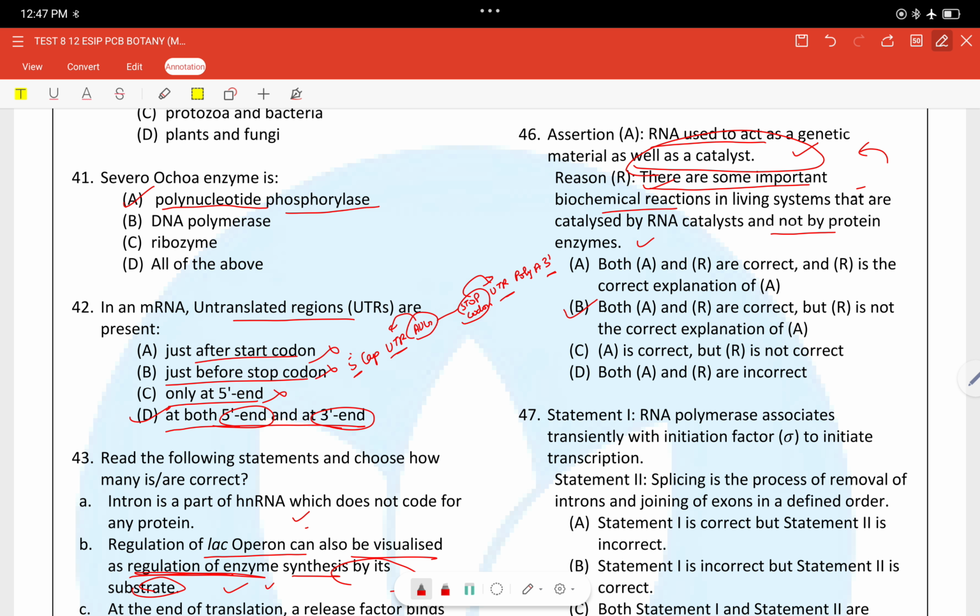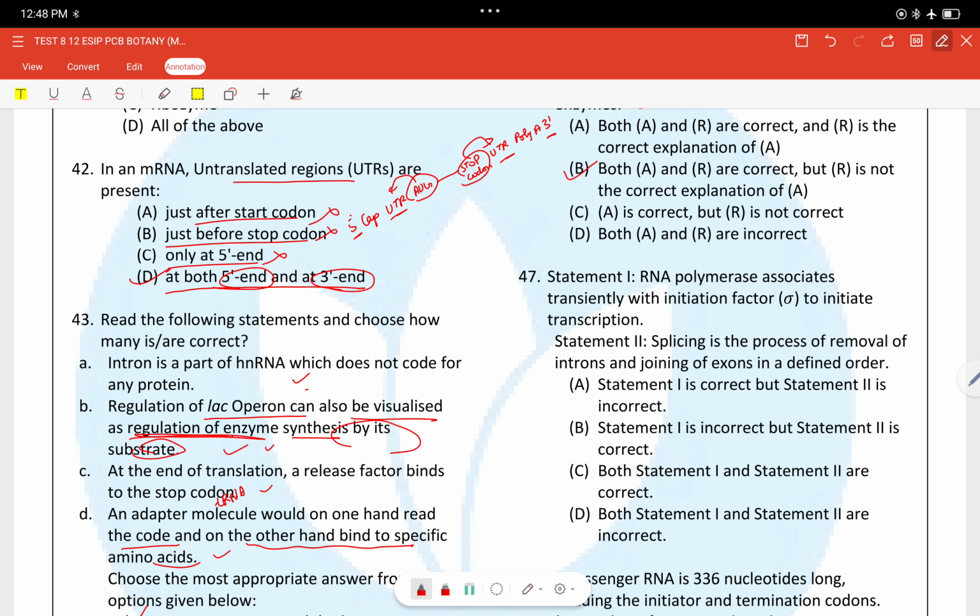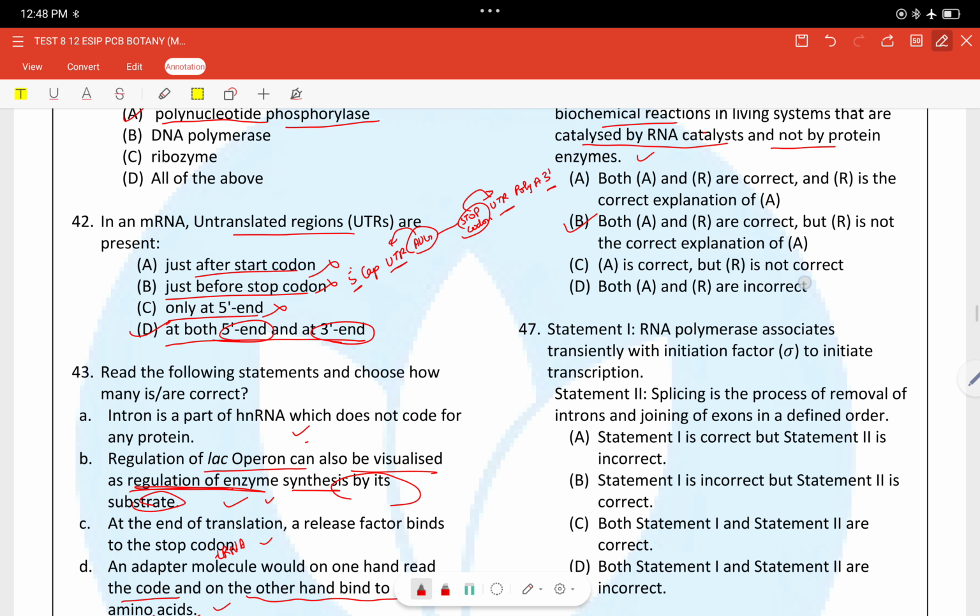So there are some biochemical reactions in living systems that are catalyzed by RNA. Why is it catalyzed by RNA? Because RNA can also act as a catalyst. So the answer is B. If we switch the statement, the answer will be A.